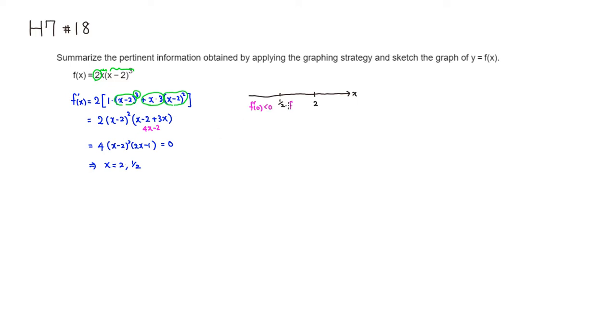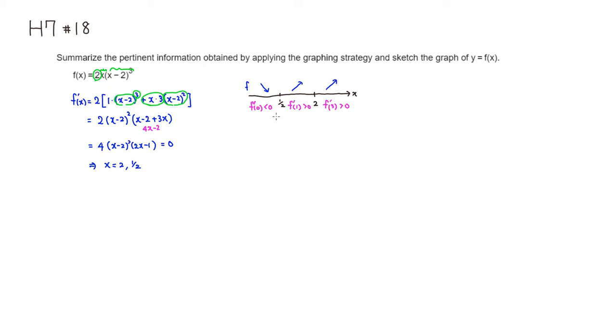If you plug in, say, 1, anything between 1/2 and 2, 2 minus 1 is positive, everything is positive, so this is going to be positive there. How about anything bigger than 2, like 3? Positive, positive, everything is positive. So the graph of the function f is going to look like this. The derivative is negative, so it's decreasing here, and after that it's increasing here and then increasing there.